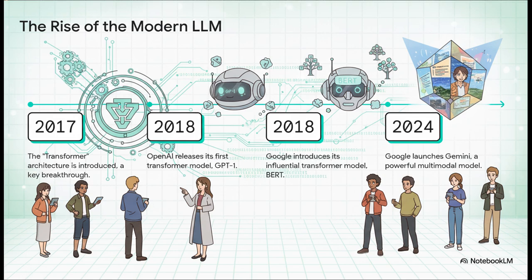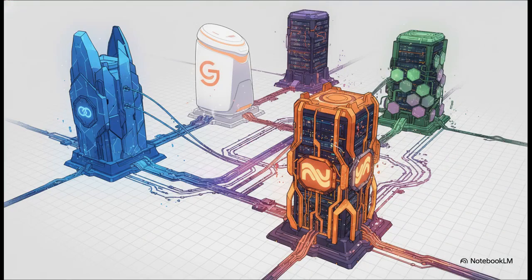The whole game changed in 2017 with something called the transformer architecture. That was the big bang. Just a year later, OpenAI and Google dropped their first major models. And now, just a handful of years on, we have things like Gemini that get images and video, not just text. The speed is just wild. So who are the major players? You've got OpenAI's GPT series. That's what powers ChatGPT. You've got Google, a huge force with models like BERT and their newest one, Gemini. And you've got Meta, Facebook, with their LLaMA models. These are basically the rock stars of the LLM world right now.